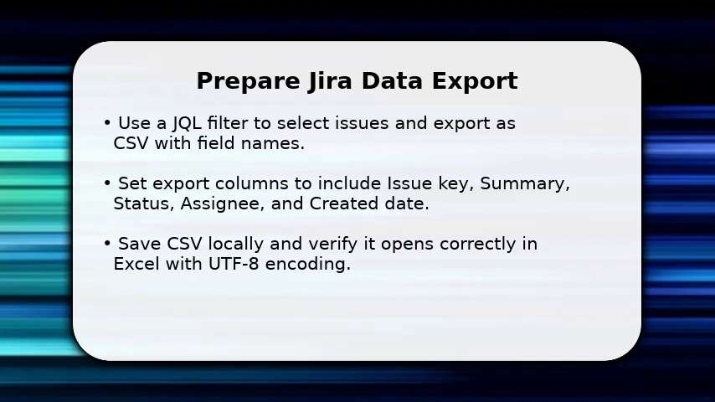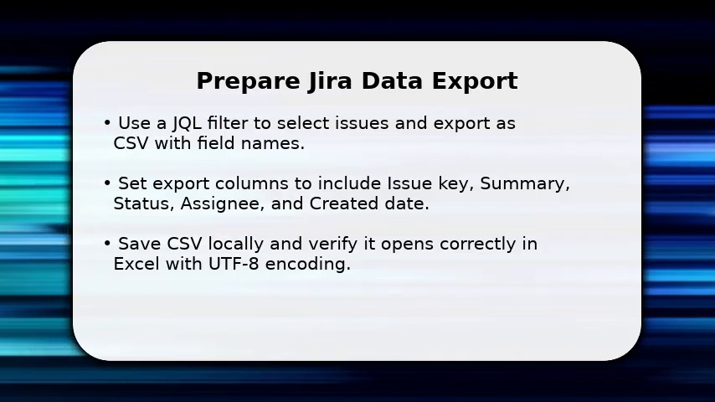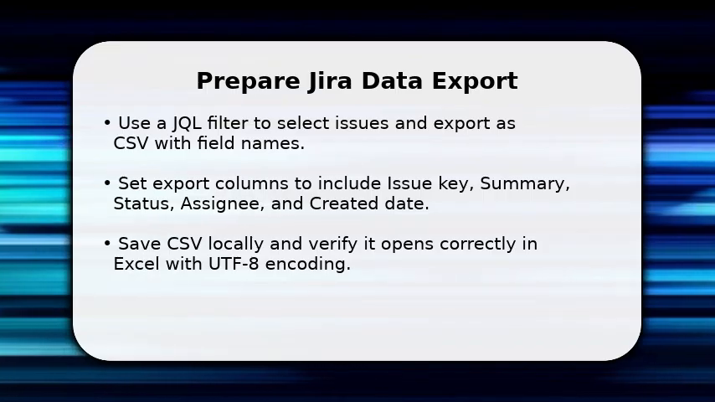Choose Export and select CSV Export with field names to preserve headers. Set the export columns to include issue key, summary, status, assignee, and created date for consistent mapping. Save the CSV locally and verify it opens correctly in Excel with UTF-8 encoding.